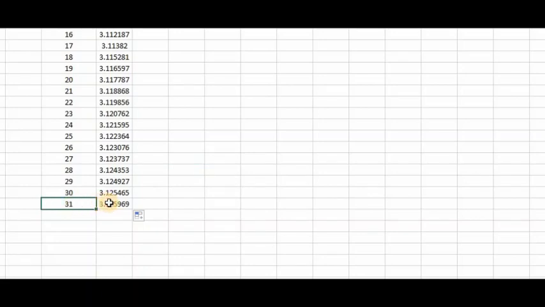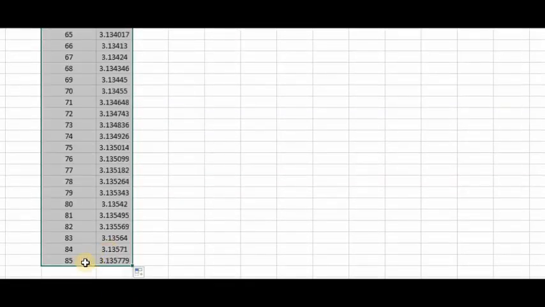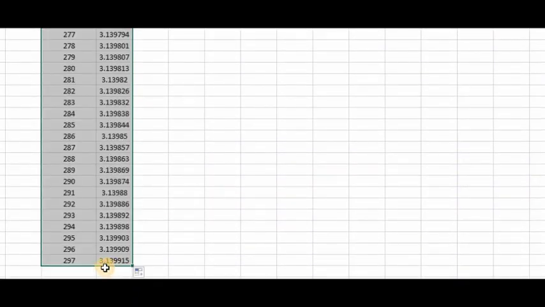So I will continue with the boxes a bit further, arriving to the box 85. You see it's 3.13, so it's approaching pi, and I will continue. It's also 3.139, so it's almost 3.14. So we are really approaching pi. Now we are at the box 297.